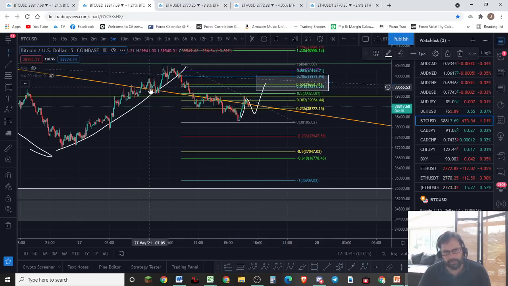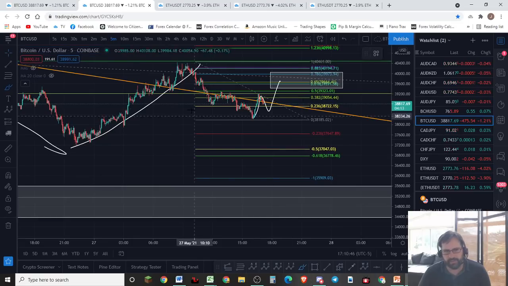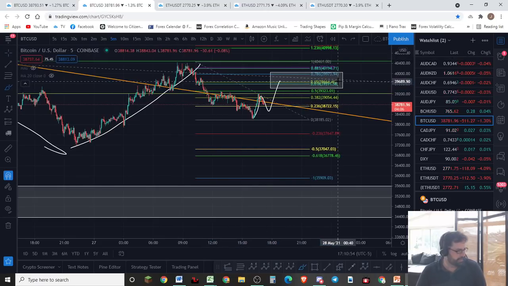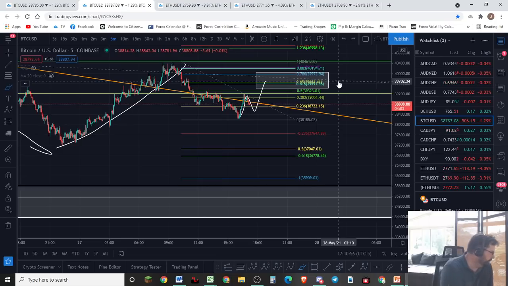To look at structure, we've got some resistance right here and here, right around the 618. So that's a really nice zone to watch right there. So that's what I'll be watching for, guys. That's what I'm personally going to be watching for.